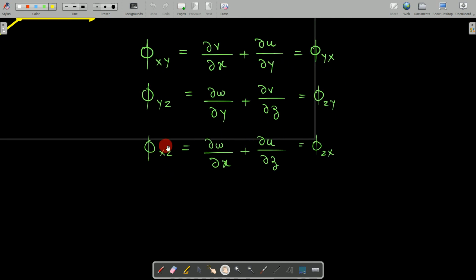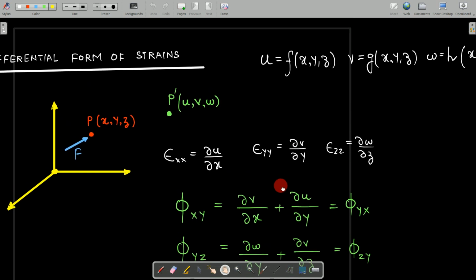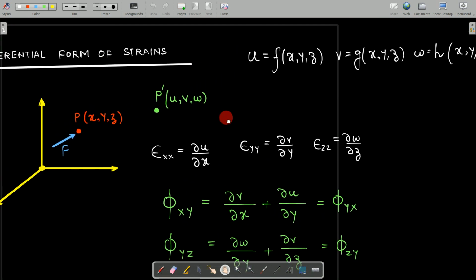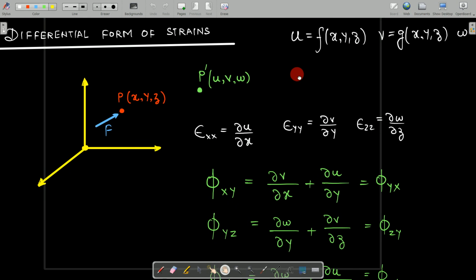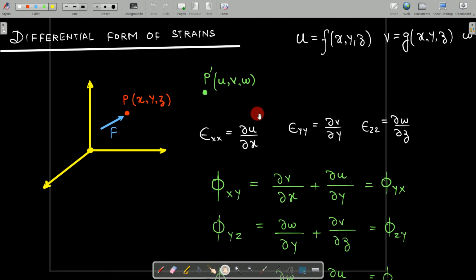Now the last one, which is also the same, phi xz will be equal to dash plus dash, right? Now here we have xz, so we'll be writing first dou x, then we have z, then we'll be writing dou z. Corresponding to z we have w, corresponding to x we have u. So if you add this, you'll get phi zx. Alright, so this was your differential form of strains. We'll solve the problems related to that, so it will be more clear to you, but it is quite imperative to remember this format because these are more frequently asked in your exams.